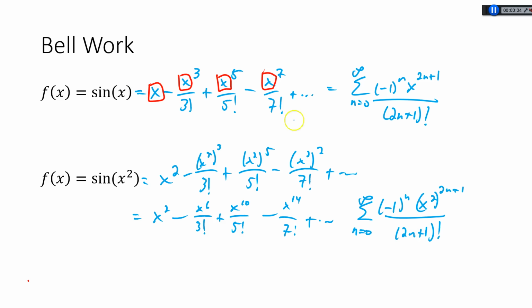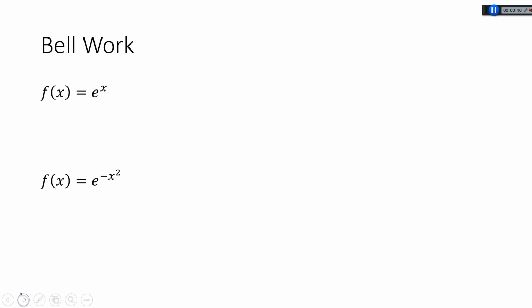So remember, the cool thing about this is if you actually use enough terms, it'll approximate sine of any value, because we saw that this converges for all real numbers. That radius of convergence is infinity, which is kind of cool. All right, let's check the next one out. E to the x.